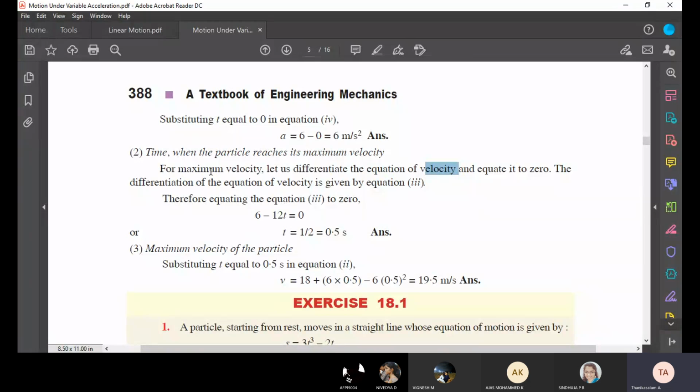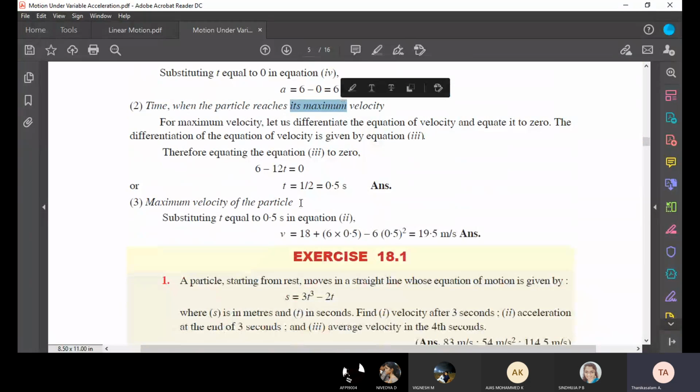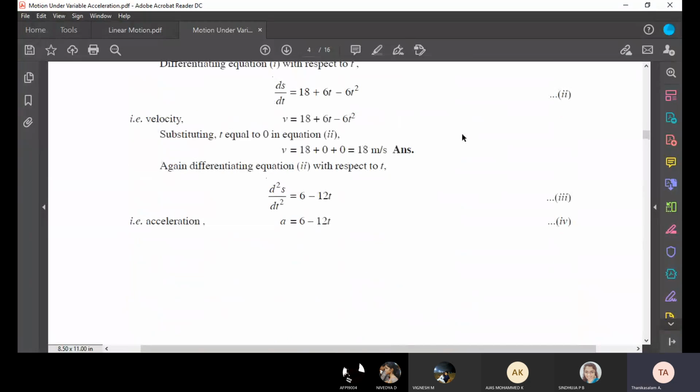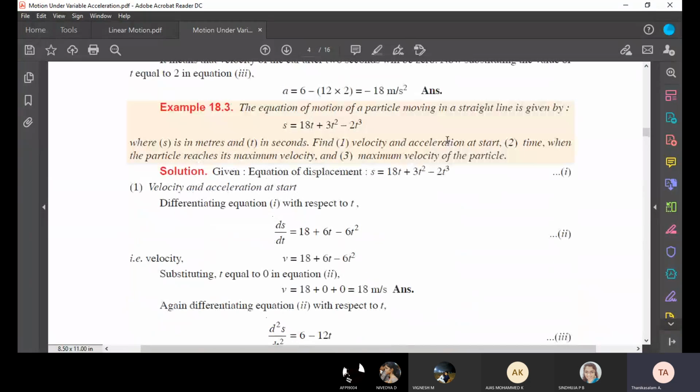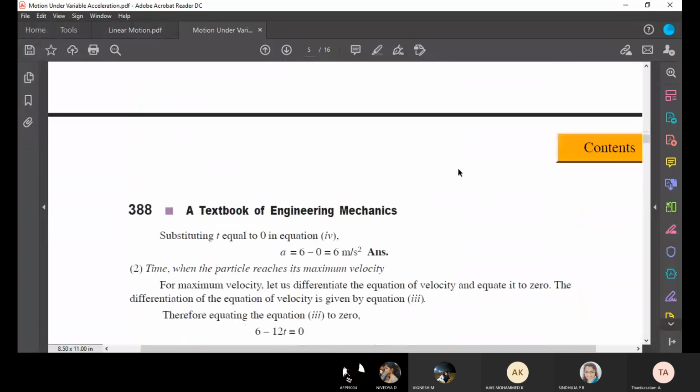They ask what is the time when the particle is at maximum velocity. Therefore I am taking the acceleration equation equal to 0. So we got t equal to 0.5 seconds. Understand? Now, what is the third aim? Maximum velocity of the particle. Students, maximum velocity of the particle. So already we got t, no?